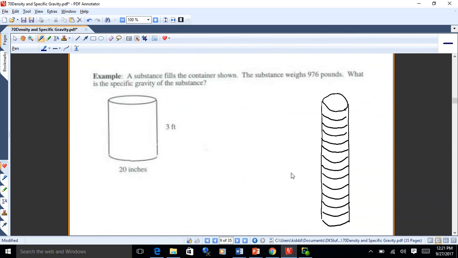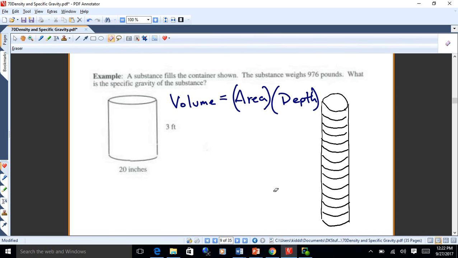All right, now the next one, we've got a few more steps. So let's figure out the volume of this thing. Think of this as a bunch of circles that are stacked, so they're 3 feet high. To find the volume, you first find the area of a circle, and then multiply that by the depth. Maybe think of these like poker chips: the area of the poker chip times the depth, how high they're stacked. Multiply those together and you get the volume.